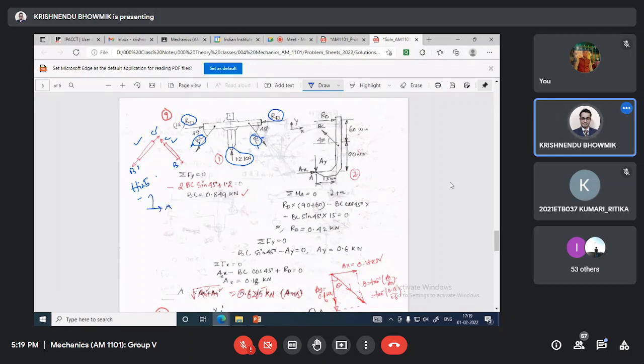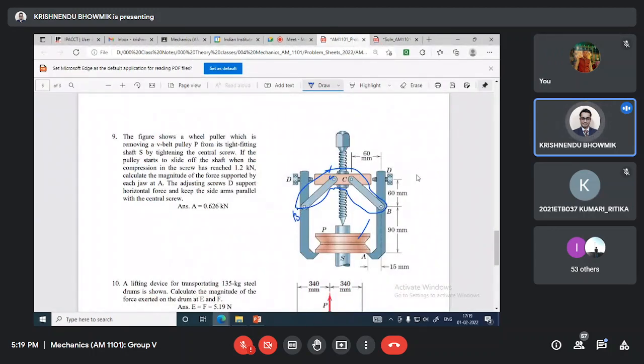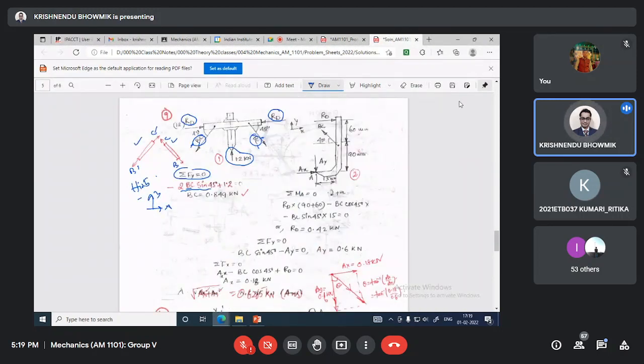This is X, this is Y, summation Fy equals 0. Then minus 2 BC sine 45 degree. It is given 45 degree. From where did I get 45 degree? This is 60 degree, this is 60 degree, okay? This is 60, 60, this is 90, so it is 45, 45. So it is a 45 degree angle given. So minus 2 BC sine 45 degree plus 1.2 equal to 0. So BC equal to 0.849 kilonewton. We got BC here. Okay, this is BC.